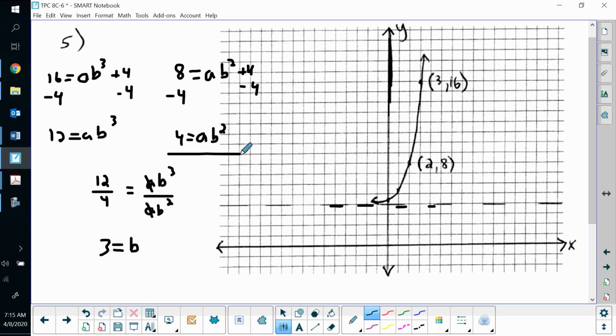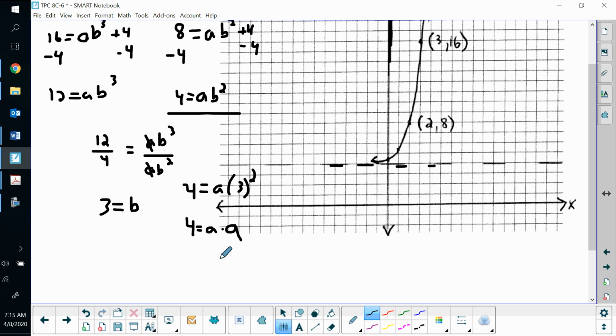And I'm going to sub back into the squared one there. So we'll have 4 equals a times 3 squared. 3 squared is just 9. So when we divide the 9 over, we get 4/9 for a.